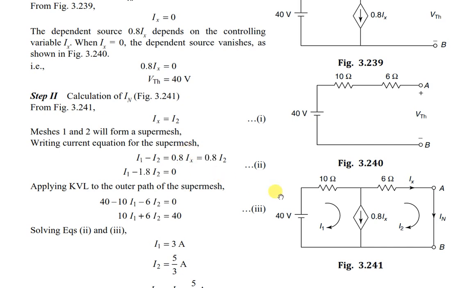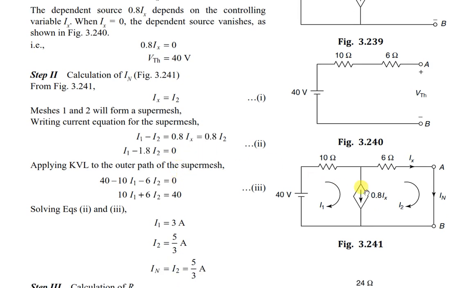I don't want any other variables. All the equations should contain only mesh currents I1 and I2. So you have to replace this Ix with mesh currents. We know that Ix is same as I2. So replace Ix with I2. So I1 minus I2 is 0.8 times I2. This 0.8 I2 you bring to the left side. So minus 1 minus 0.8, total is minus 1.8. So I1 minus 1.8 I2 is equal to 0. That's equation number 1 or 2.